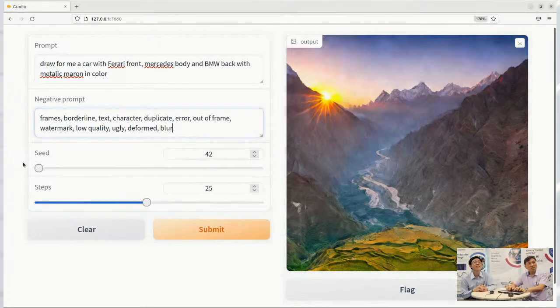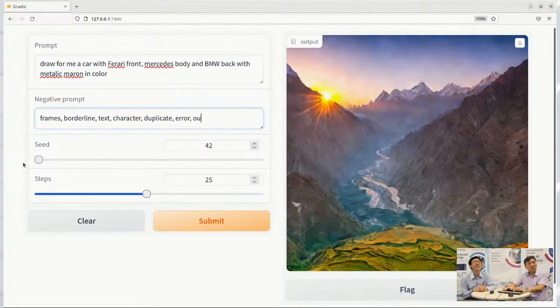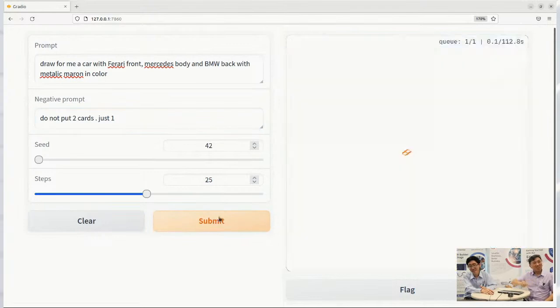So what are the things that I don't want to see? Do not put two cars, just one. Okay, let's do a very simple one. Let's try. This one we haven't done before. Don't know what is going to come out.